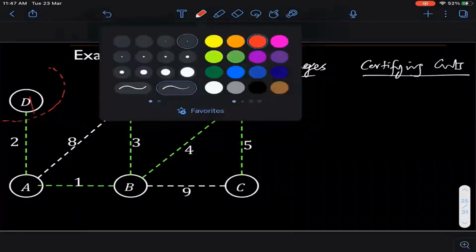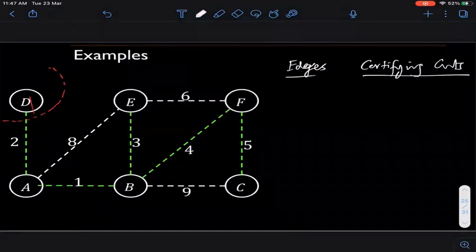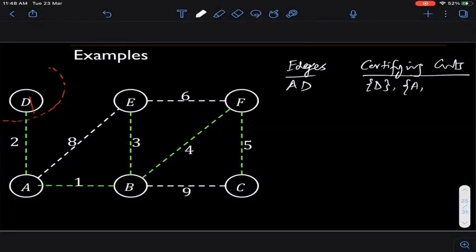So for the edge which is AD, AD भी कर सकते हैं, but trivially if you can keep D on one side and everything else on the other side, that's also okay. ठीक है? तो edge क्या है? AD edge है. What is the certifying cut? D and everything else, which is A, B, E, C and F. ठीक है? चलिए next को देखते हैं.